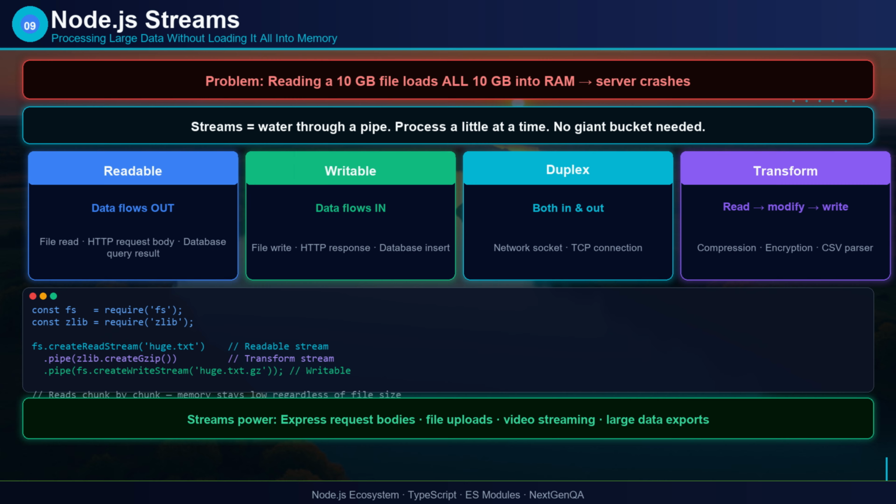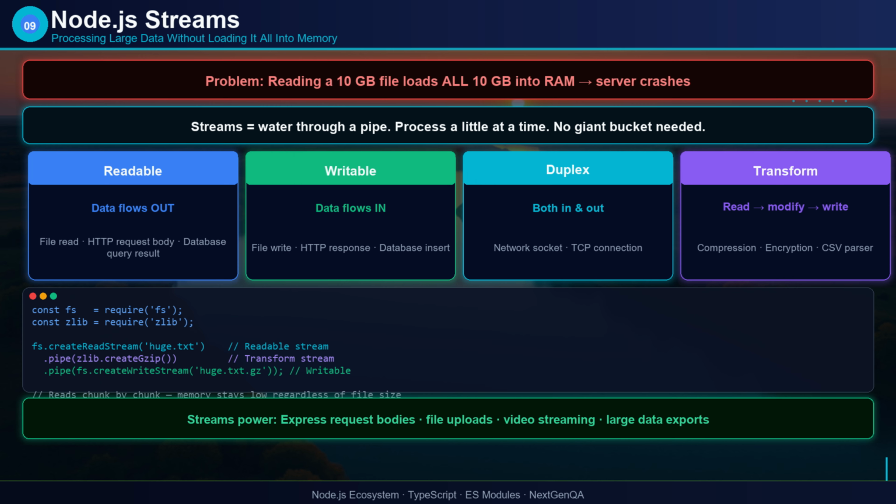The 4 types of streams in Node.js: Readable, data flows out of it. A file you are reading, an HTTP request body. Writable, data flows into it. A file you are writing to, an HTTP response. Duplex, both readable and writable, a network socket. Transform, reads data, transforms it, writes it. A compression stream, a CSV parser, an encryption stream.